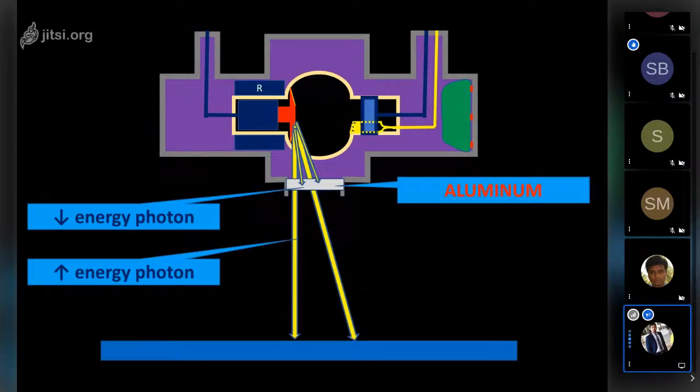Also one more question is usually asked: what is the window made up of? This entire tube is made up of Pyrex glass, whereas this window is made up of beryllium. Why do we use beryllium? Because it will not interact with the X-ray.